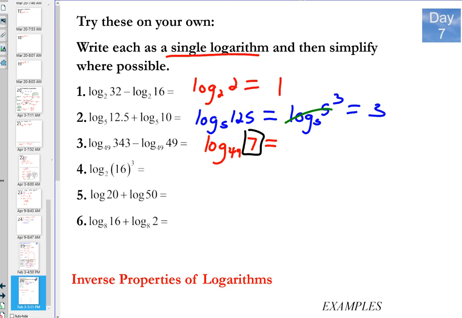So you can do this with common base. I probably confuse you doing that by common base, so I would just tell you to do it on the calculator. Put log 7 divided by log 49. What do you get? Depending on how your calculator displays it, it'll either say 1/2 or 0.5. As long as you're not rounding, we're okay.